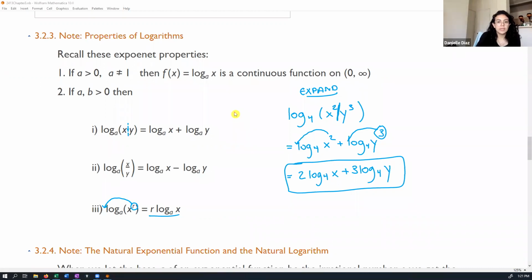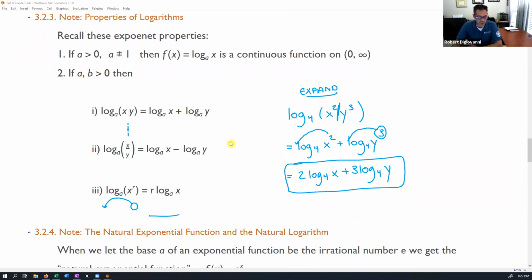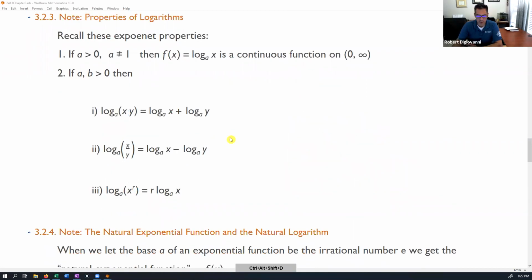We're expected to know what to do when the bases are different too, right? Like when it's log base 4, and then the other one's log base 10. You can't really add them together. That's right. You can't add logs together that don't have the same base. Yeah, that would be expected that you know that. I said you can use the change of base formula. Yeah, so there is a change of base formula, which I'm going to show you in just a moment. It's down here a little further.